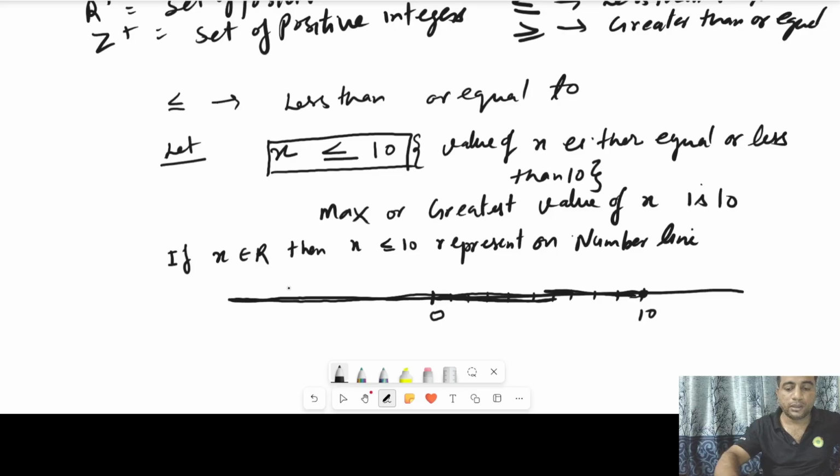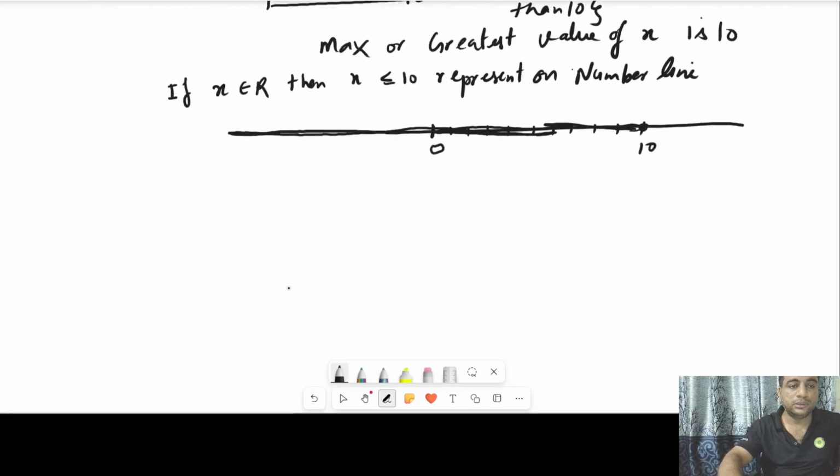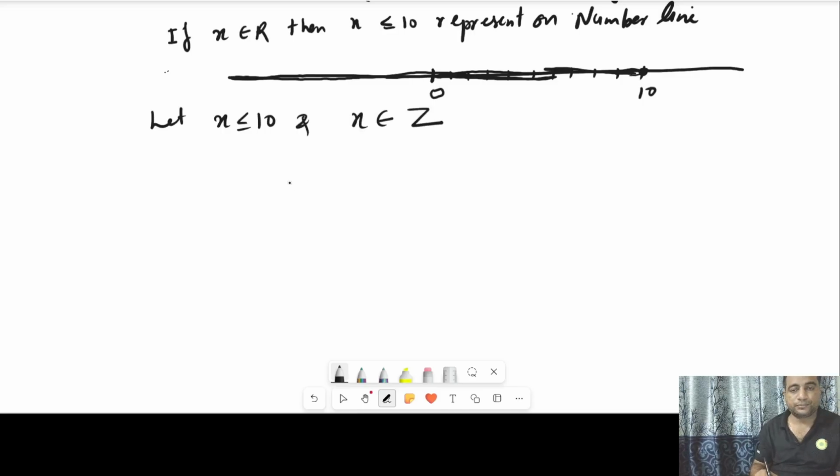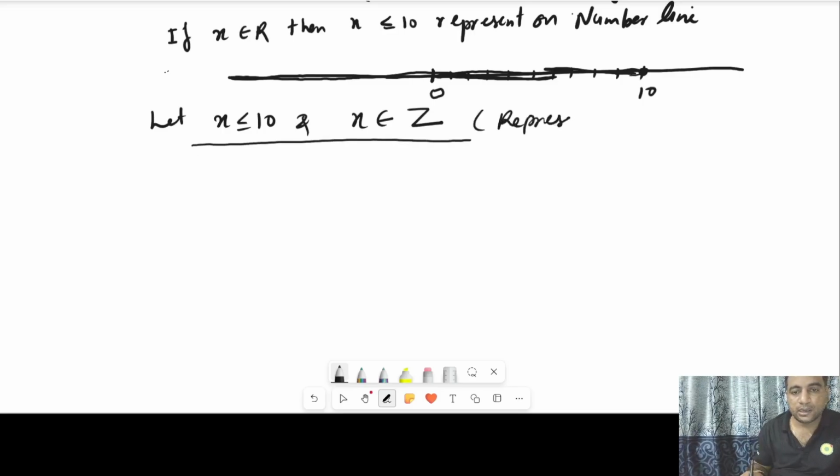Now let's suppose x is less than or equal to 10, and x belongs to the integers. Represent this on the number line. So how can we represent it on the number line? Let x be less than or equal to 10 and x is an integer.